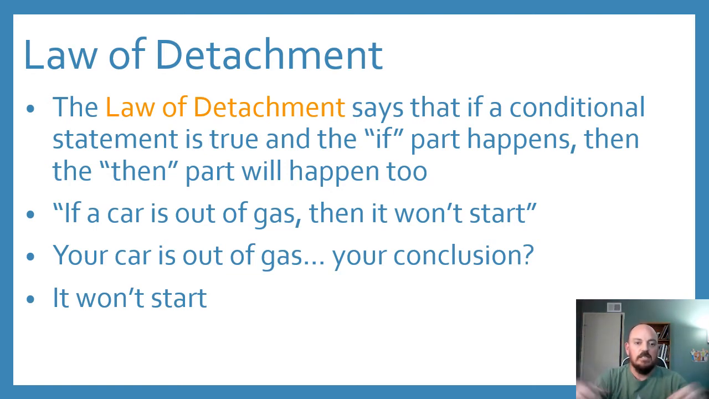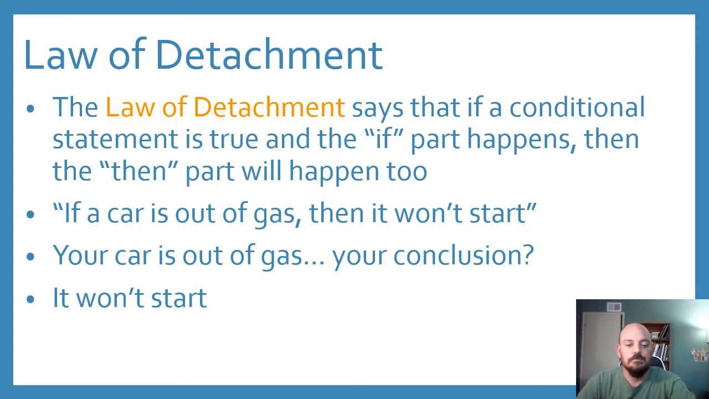It doesn't need a name. It's just saying if you have if this, then that, and the if part happens, then the then part will also happen. You can draw that conclusion. It's called the law of detachment because it's just a way of detaching or taking apart the if and then. So you have this if-then statement. If the if part shows up in a problem and happens, then you can say the then part also happens.